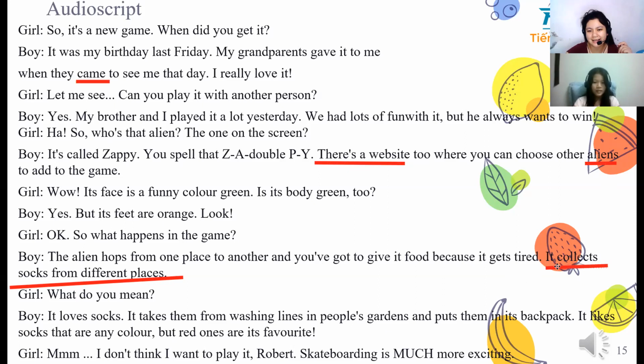It collects. Collects. Socks. Socks. From different places. From different places. All right. It collects socks from different places. Can you repeat? It collects socks from different places. All right. Good job, Anne.